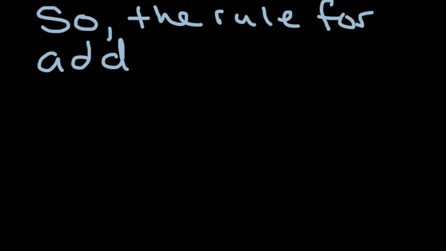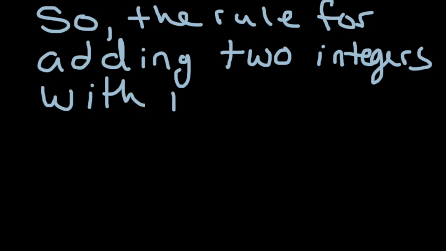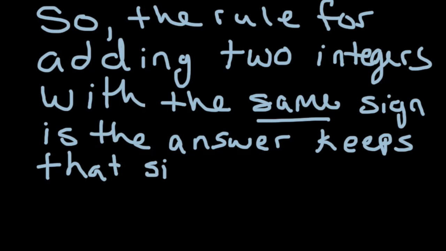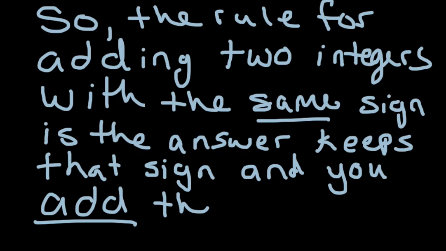So the rule for adding two integers with the same sign is the answer keeps that sign and you add their absolute values.